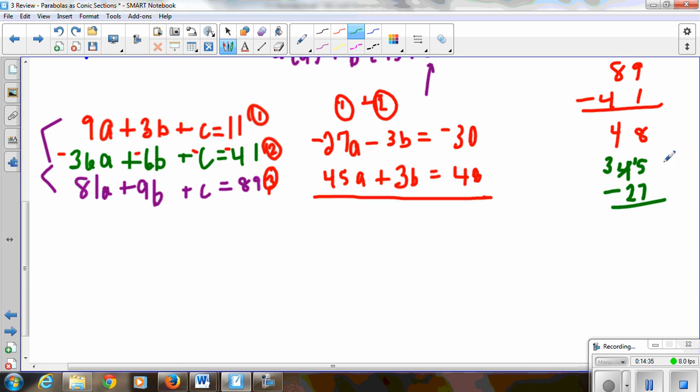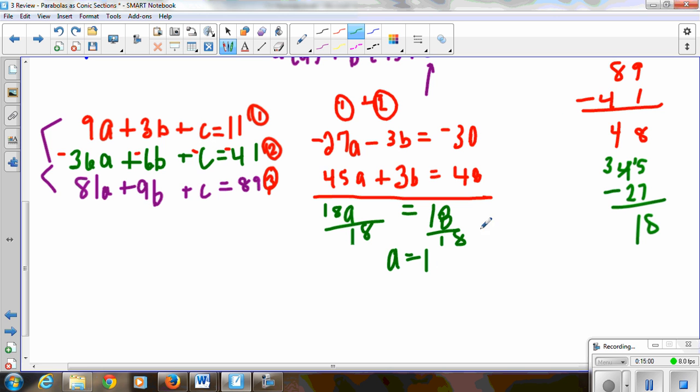I'm going to have to borrow, so that's going to give me 18. So I'm going to have an 18a is equal to, well, -30 plus 48 is 18. Fabulous. So if I divide both sides by 18, I get that a is equal to 1. So that's great. But I'm not finished because I have to also solve for B and C.